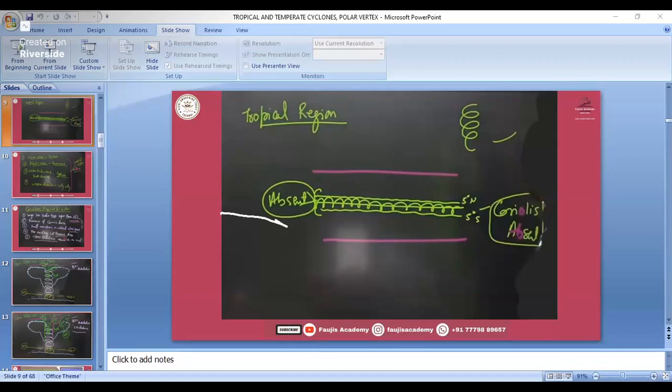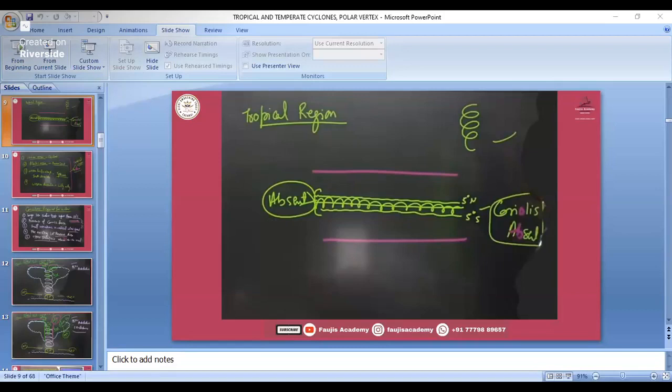Then different names of cyclonic parts. Cyclones are named by different names in different areas. So all those names are here. Then see, in these conditions, all those are mentioned. So all those parts you must be clear.